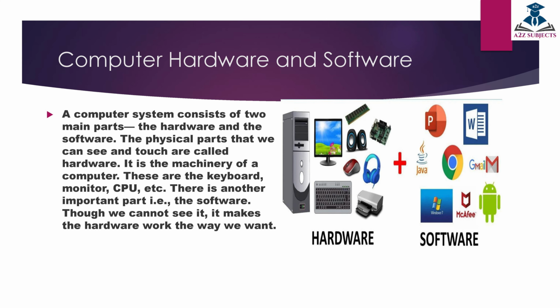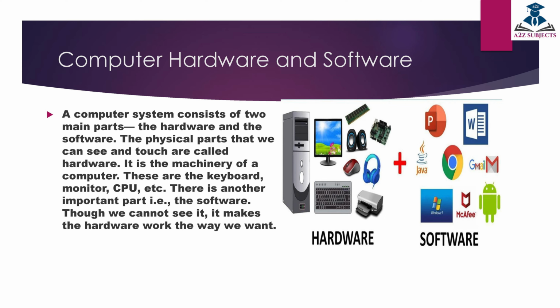Now, the next topic is computer hardware and software. What is a computer hardware and software? A computer system consists of two main parts, the hardware and the software. The physical part that we can see and touch are called hardware. It is the machinery of a computer, and these are keyboard, monitor, CPU, etc. These are all hardware. There is another important part, that is the software.